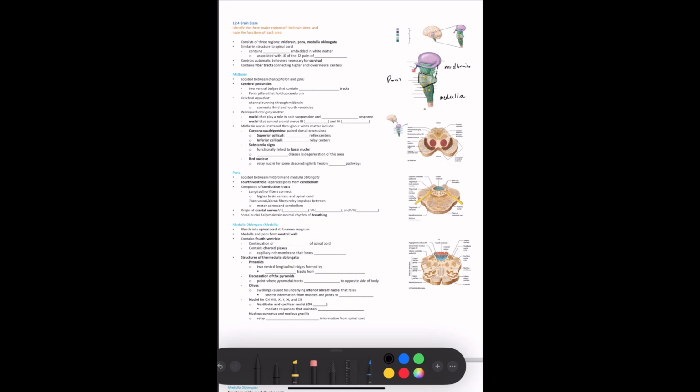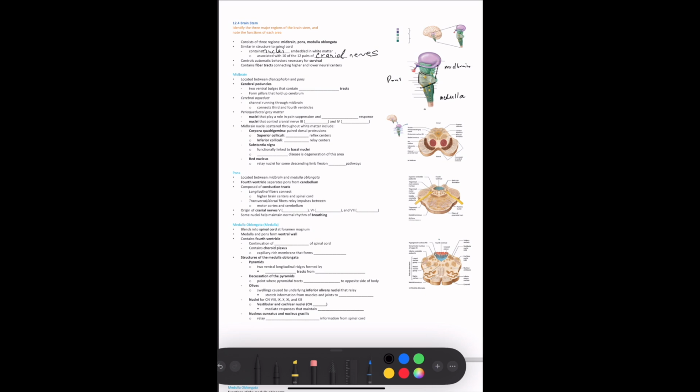The brainstem is similar in structure to the spinal cord, and it contains nuclei embedded in white matter. It's also associated with 10 of the 12 pairs of cranial nerves. It's also going to control autonomic behaviors that are necessary for survival and contain fiber tracts connecting the higher and lower neural centers of the brain.